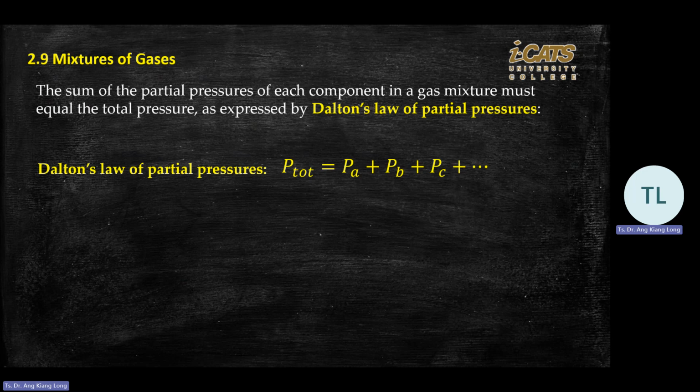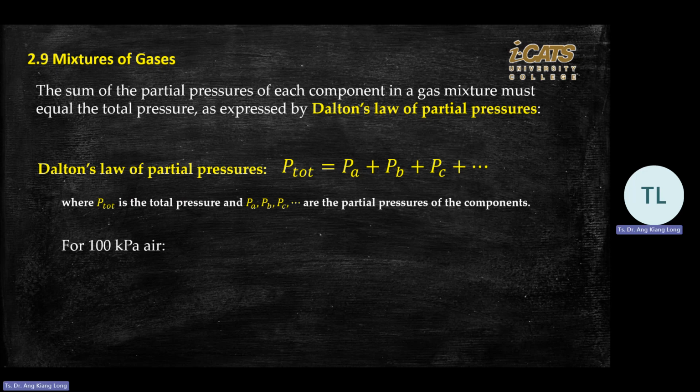This equation is important. What actually does Dalton law say? Dalton law says total pressure equal to partial pressure of component A plus partial pressure of component B plus partial pressure of component C, and so on. This is important. Dalton law of partial pressure is important for your test. For info, this one is important for your test and final exam. Important, okay?